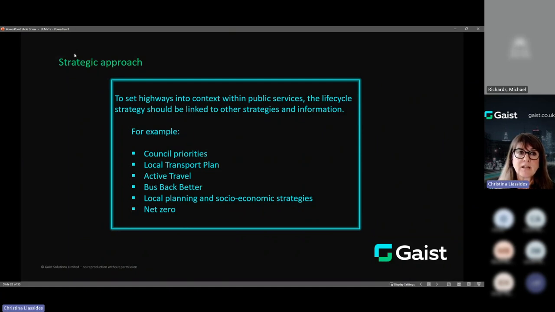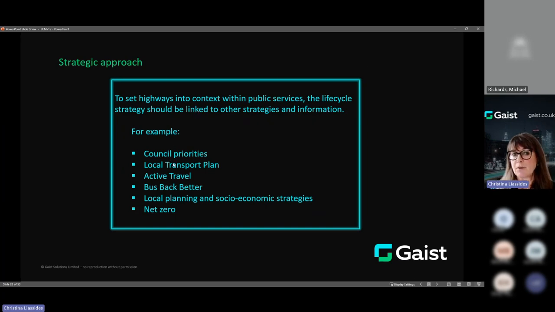It is a strategy, and it is important to set highways into context with public services. Now, clearly, people's needs are very immediate, and social care and children's services have very, very immediate needs, and that can't be denied. But highways, as we know, does touch everybody's lives as well, and it is a public service. So it's important to set that in context.